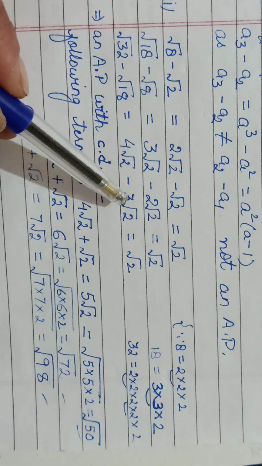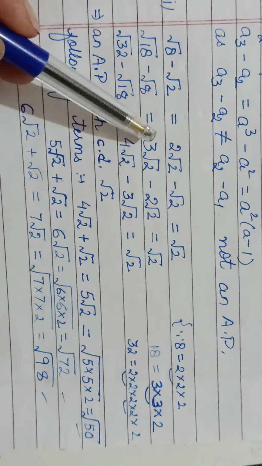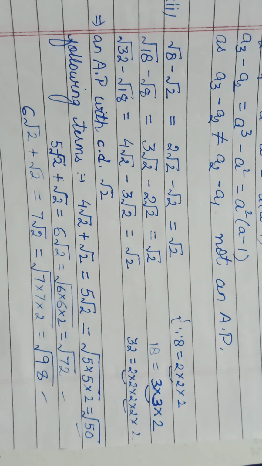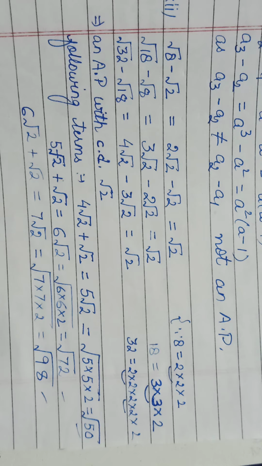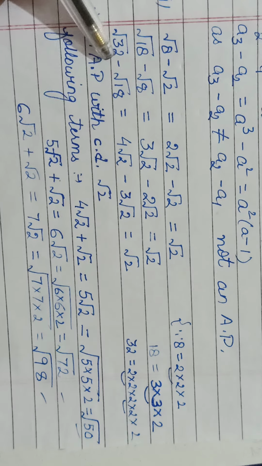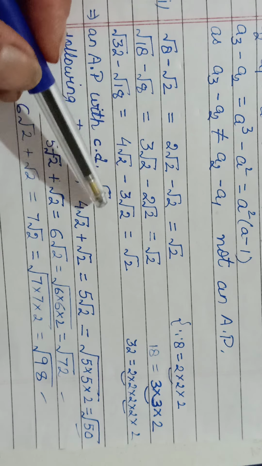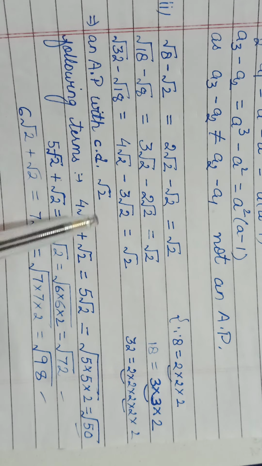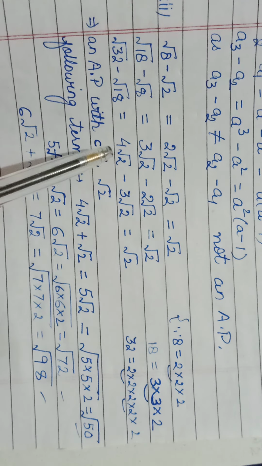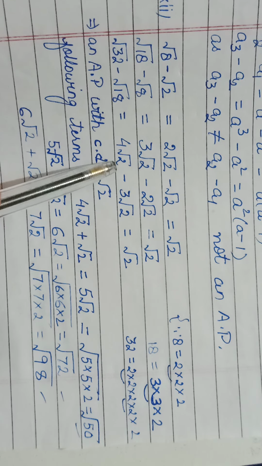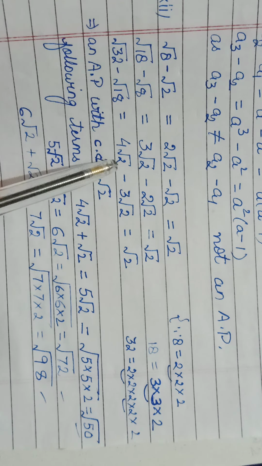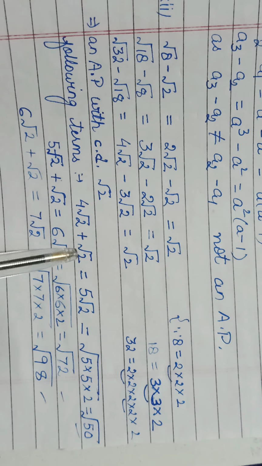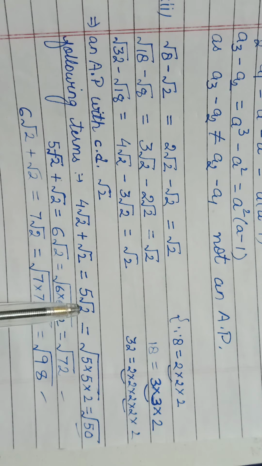So 4 root 2 minus 3 root 2, we had already solved 18 earlier. Again the difference is coming as root 2. So clearly this sequence was an AP. All the differences came out the same. So we will say this is an AP and the common difference is root 2. For the following term, what do we have to do? Add root 2 to the previous term. Our last term was 4 root 2. It was root 32, we changed it to 4 root 2 for calculation convenience. So 4 root 2 plus another root 2 makes a total of 5 root 2.